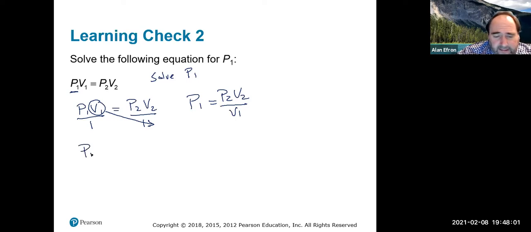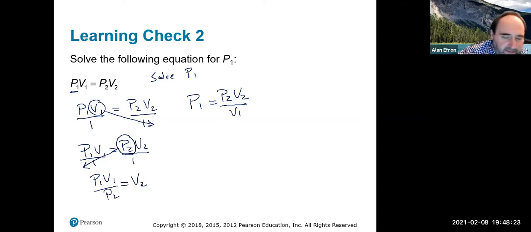Now, if I wanted to solve this for V2, again, we could think of it like a fraction. If I wanted to get V2 by itself, I would need to move P2 to the other side. It's up on top. It will end up on the bottom, and we'll end up with P1 V1 over P2 is equal to V2. So this is sometimes a good way to think about it: opposites is what you do when you move across that equal sign.